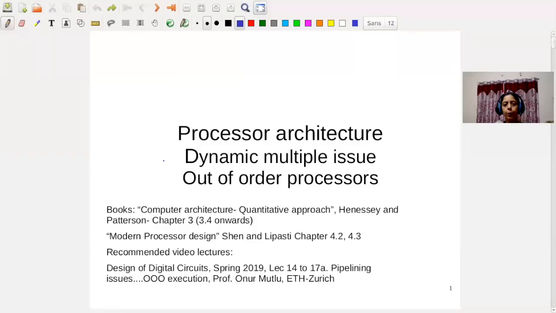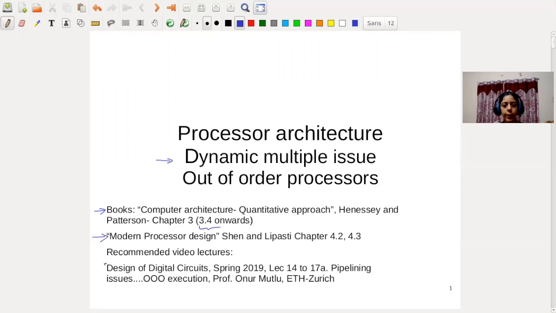Now let us discuss the topic of dynamic multiple issue processors, or out of order processors. The content is mainly taken from Computer Architecture: A Quantitative Approach by Hennessy and Patterson, especially chapter 3.4 onwards. You can also use chapters 4.2 and 4.3 of Shen and Lipasti.